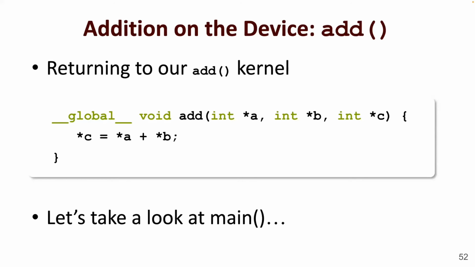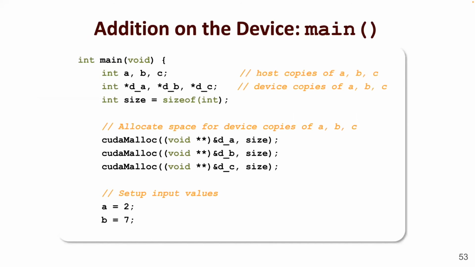Now, when we want to run our kernel, let's first look at the main function. Let's see what main is doing here. Inside main, we first define A, B, C as the host copies. That's where we keep our numbers. Here we are not doing a vector yet. Let's just think about one number.